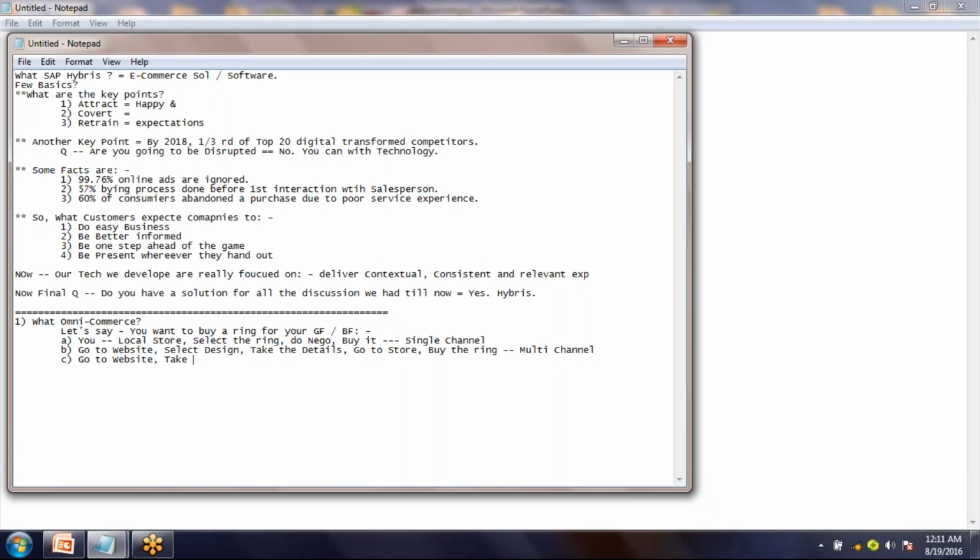Take the pamphlet for rings. Then send it to your girlfriend via WhatsApp or whatever it may be. Then she selects the ring. Select one. Then you can call customer care and you can order it. Then they will deliver it to your home. This is called cross channel.